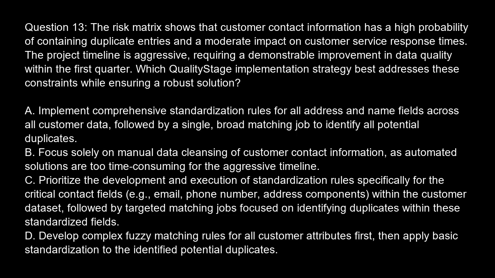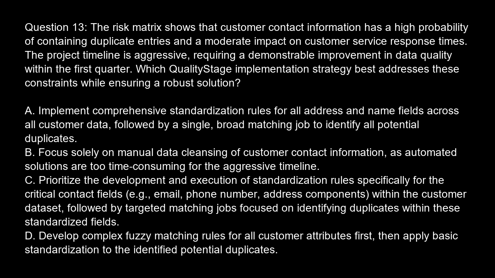Question 13. The risk matrix shows that customer contact information has a high probability of containing duplicate entries and a moderate impact on customer service response times. The project timeline is aggressive, requiring a demonstrable improvement in data quality within the first quarter. Which QualityStage implementation strategy best addresses these constraints while ensuring a robust solution?